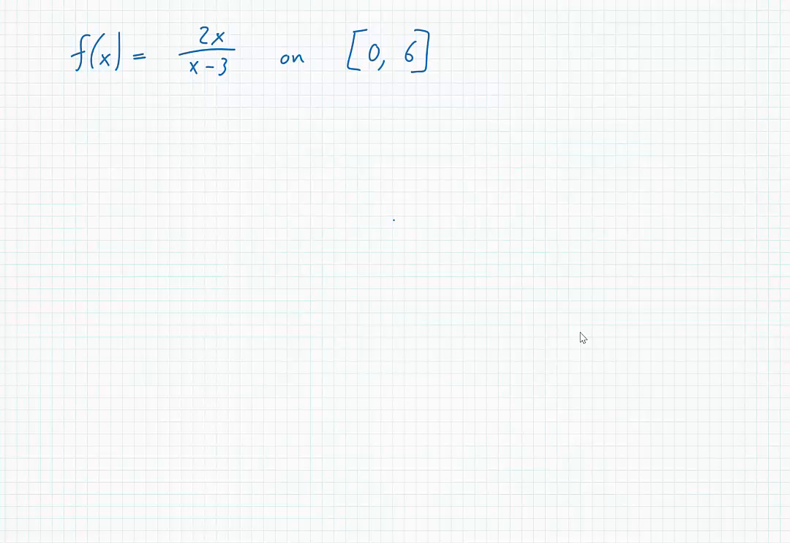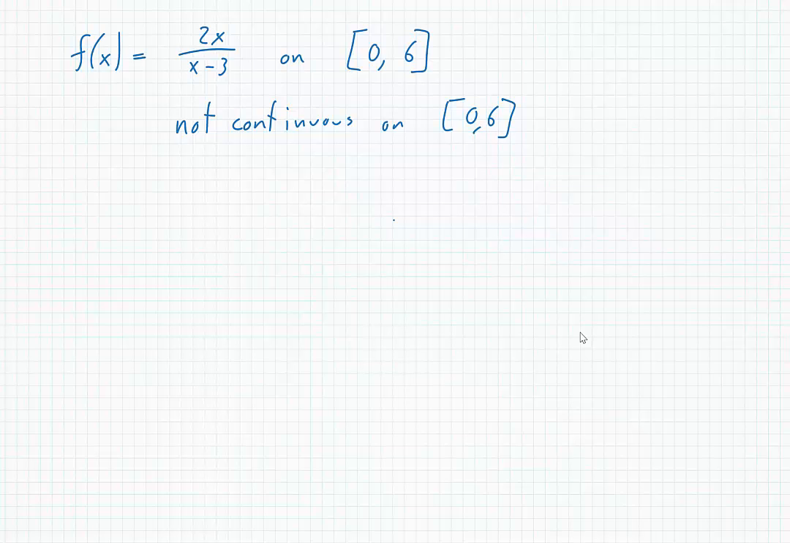So since 3 is in our interval, this function is not continuous on the interval 0 to 6. And since it's not continuous, we cannot apply the intermediate value theorem.